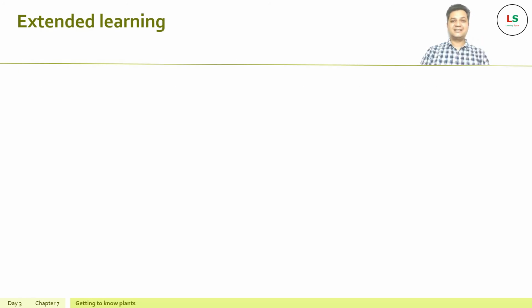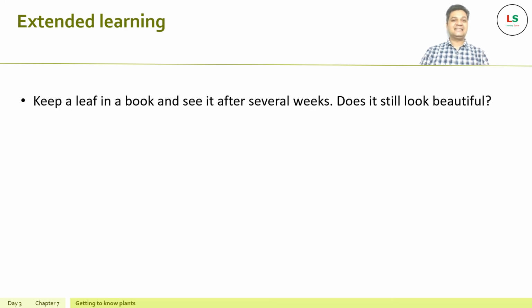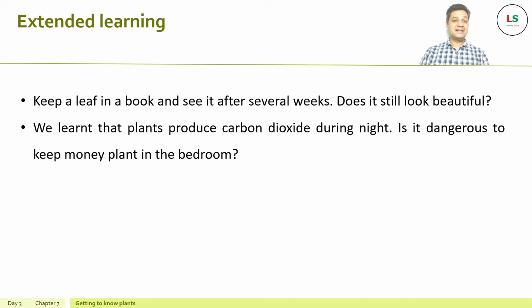As an extended learning to this chapter, the following can be done. Keep a leaf in a book and see it after several weeks. Does it still look beautiful? We learned that plants produce carbon dioxide during night. Is it dangerous to keep money plant in the bedroom?